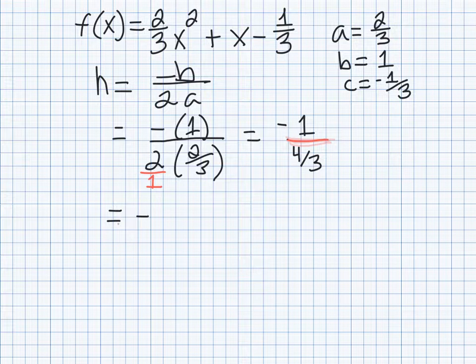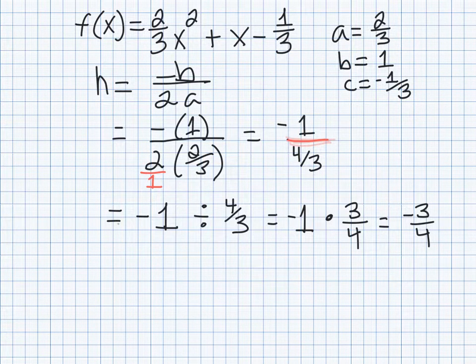So this is going to be negative 1 divided by 4/3. Alright, see a fraction? Don't be intimidated. We copy, switch division to multiplication, and we flip. Alright, so now I just have negative 1 times 3/4. 1 times anything always gives me itself. Just pop a negative in front of it, and boom. I get negative 3/4. So now I have my x value of my vertex. H equals negative 3/4. Alright, so now I just have to carry that over so I can solve for k.